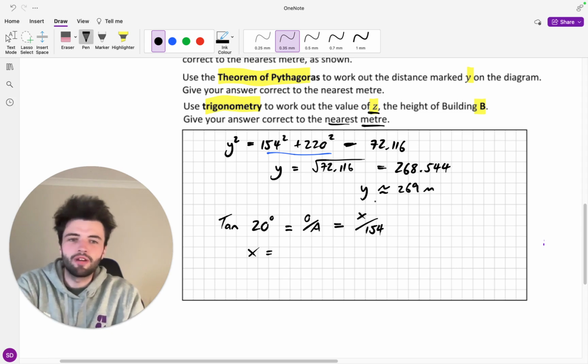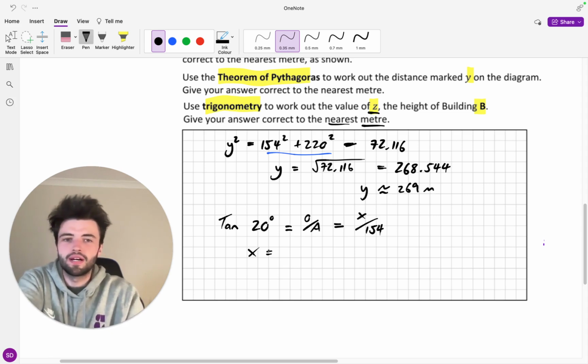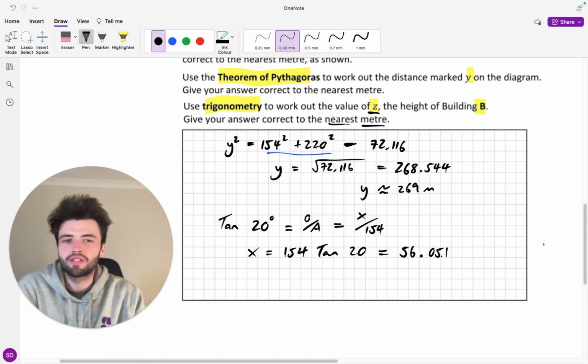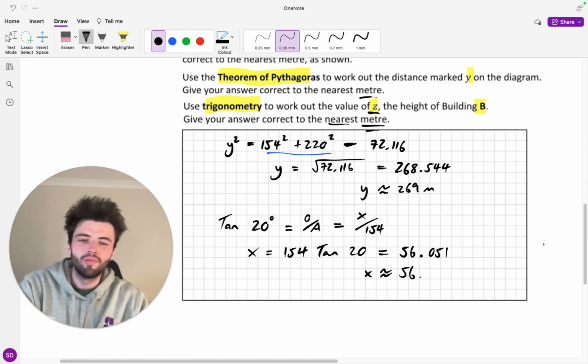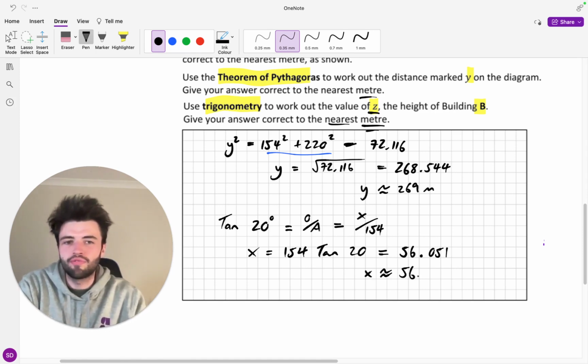And so if we rearrange this now to get x on one side, we can get that by multiplying across by 154, we get that x is equal to 154 tan 20. And so we can plug that straight in the calculator to find the value of x. And what we get is an answer of 56.051, but then rounding that off once again to the nearest meter, which they asked for both of these, we get that x has a length of roughly 56 meters.